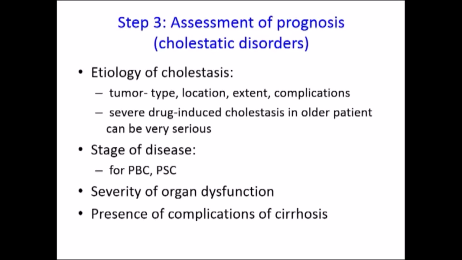PBC, PSC are more chronic diseases. PBC, you will have anti-mitochondrial antibody. PSC, when you get an MRCP, you will see that the biliary tree is strictured up. So again, the prognosis depends on severity of organ dysfunction. And that's generally true for all liver disease. The more you get liver failure, the worse your prognosis.